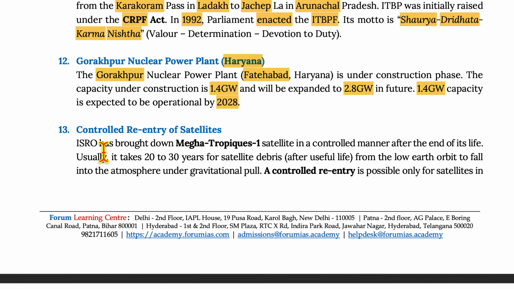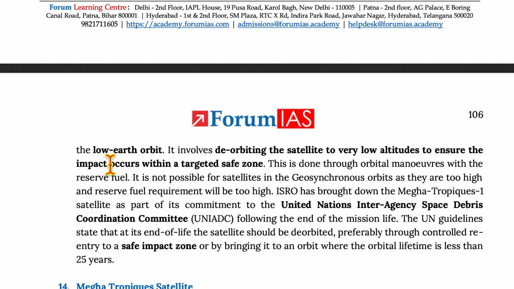Controlled re-entry of satellite. ISRO has brought down Megha-Tropiques-1 satellite in a controlled manner after the end of its life. Usually it takes 20 to 30 years for satellite debris after useful life from LEO to fall into atmosphere under gravitational pull. A controlled re-entry is possible only for satellites in the LEO, that is low Earth orbit. It involves deorbiting the satellites to very low altitudes to ensure the impact occurs within a targeted safe zone. This is done through orbital maneuver with the reserve fuel.